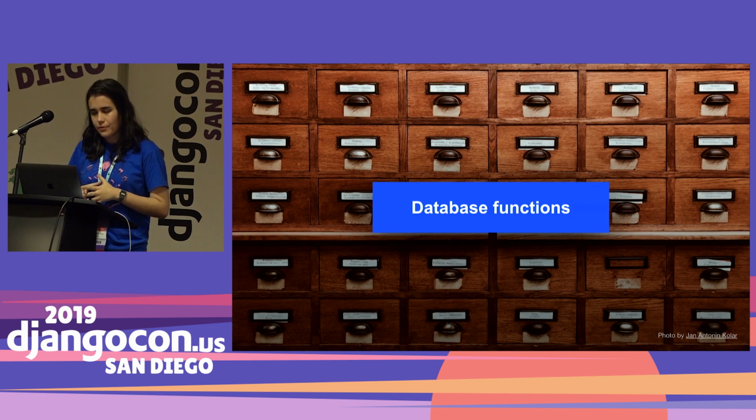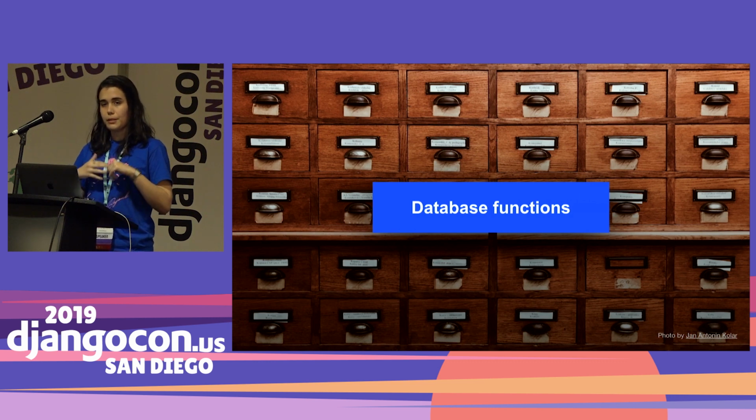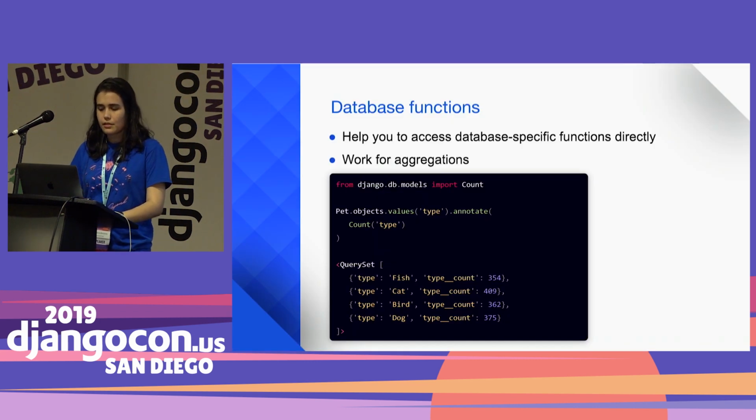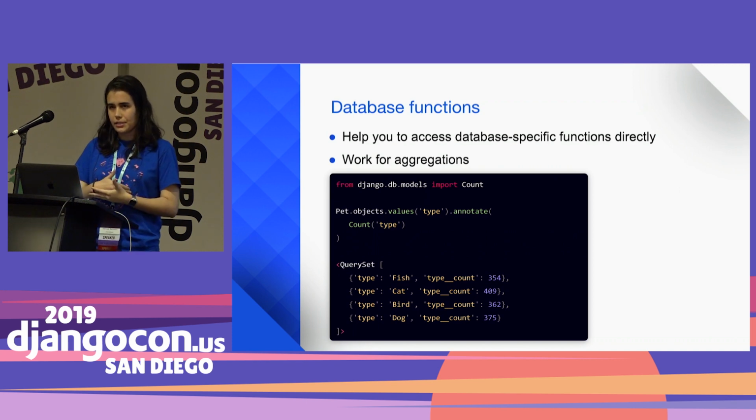We've seen how to create filters, how to access and do operations with different fields, and now we're going to learn how to manipulate data with database functions. There are basically some abstractions to help us access database-level functions directly, as the name suggests. So for example, to count how many pets we have in our system, how many pet types, I mean, we have to use a function called Count in an annotation.